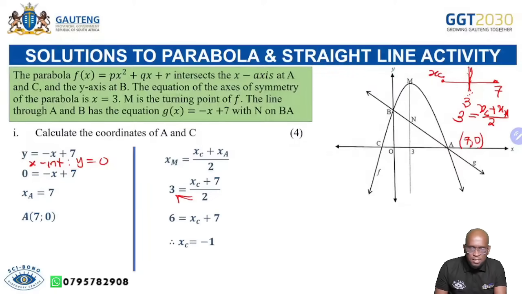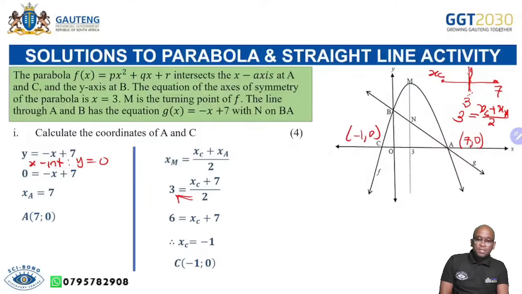So x at C is equal to what? Negative 1, all right? So this would be negative 1 and 0, like that.